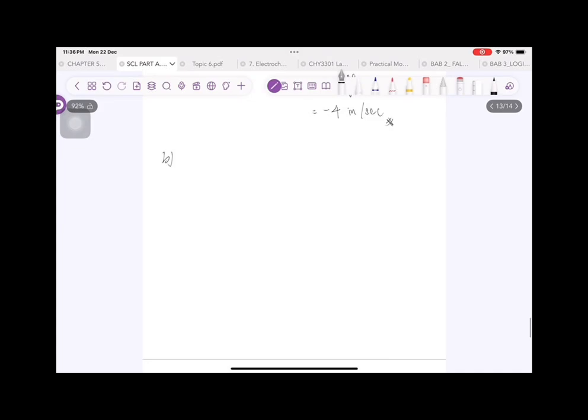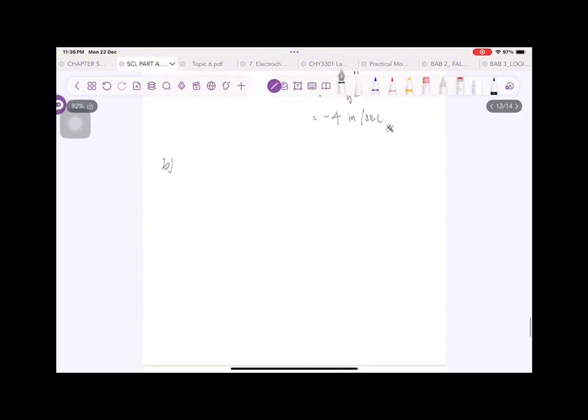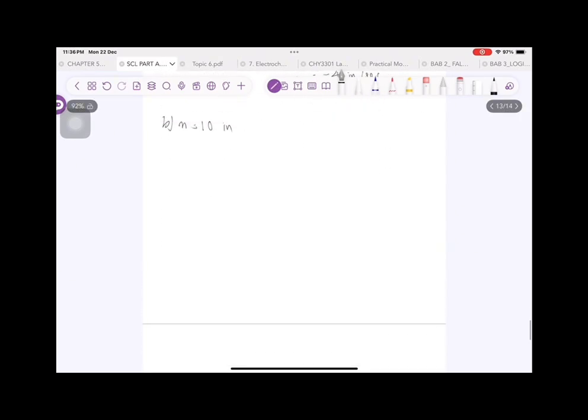B. What is the rate of change of the perimeter P when the length of the increasing side is 10 inches? So x equal to 10 inches. We can just use this formula right here. So it becomes dP over dt equal to 4 minus 200 over x squared. And we substitute the x, 4 minus 200 over 10 squared, and we will get 2 inches per second. That's the answer for question B.